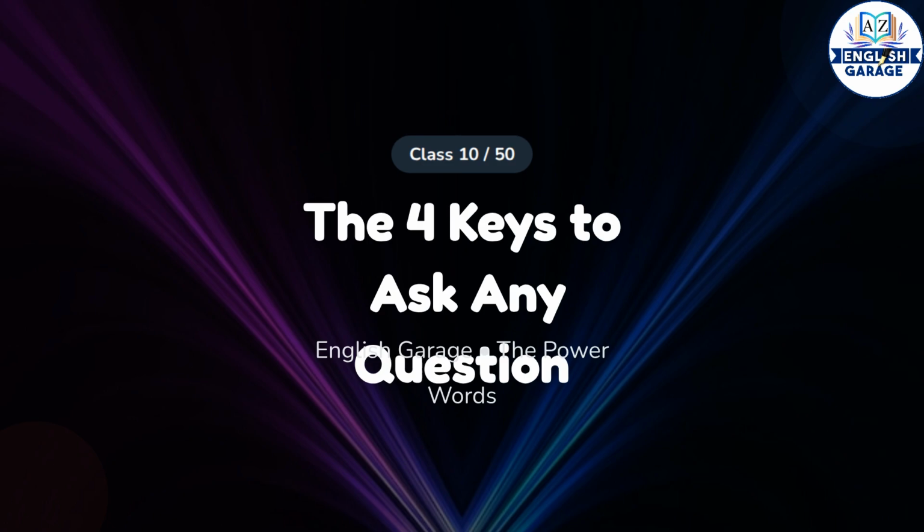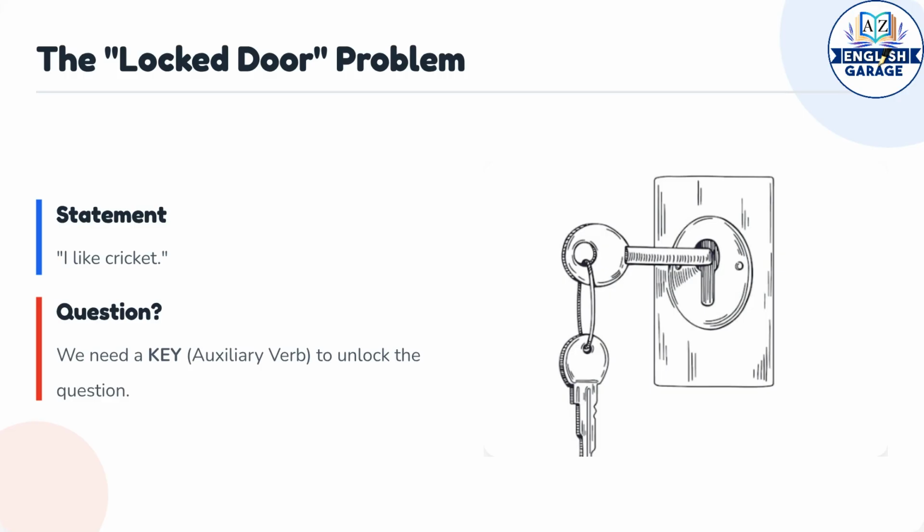Welcome. In this video, we will cover the 4 keys needed to ask any question. These are commonly known as the power words in English. Consider a statement like, I like cricket. To turn this into a question, we need a key, which is an auxiliary verb, to unlock the question. This is known as the locked door problem.